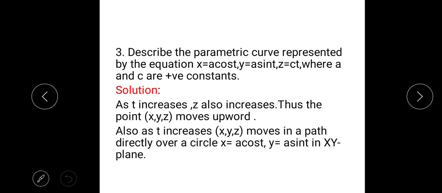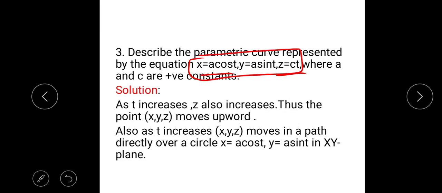Okay. Now look at the third example. It is very important. Describe the parametric curve represented by the equation x is equal to a cos t, y is equal to a sin t, z is equal to ct, where a and c are positive constants. So here you are given a parametric equation in 3 space. That is x is equal to a cos t, y is equal to a sin t, z is equal to ct. Let us check the graph of this.